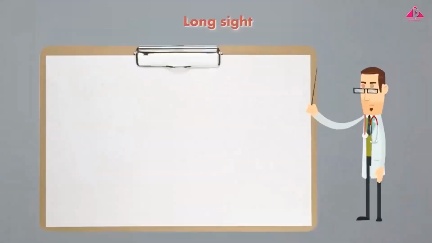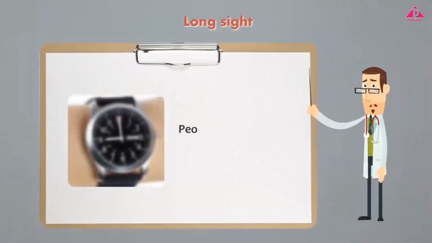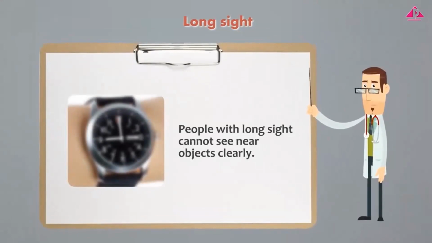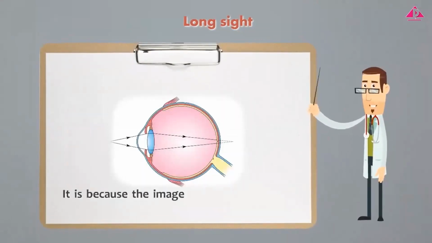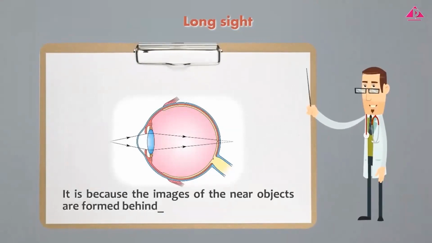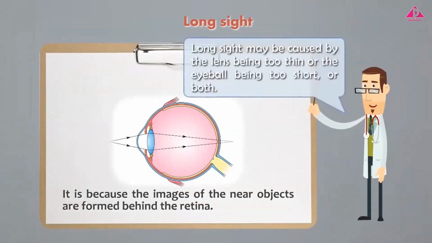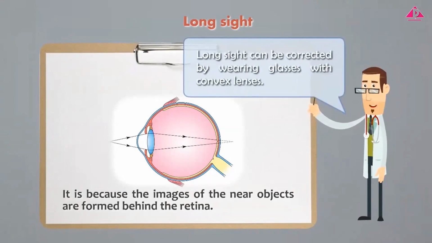Long sight. People with long sight cannot see near objects clearly. It is because the images of the near objects are formed behind the retina. Long sight may be caused by the lens being too thin or the eyeball being too short, or both. Long sight can be corrected by wearing glasses with convex lenses.